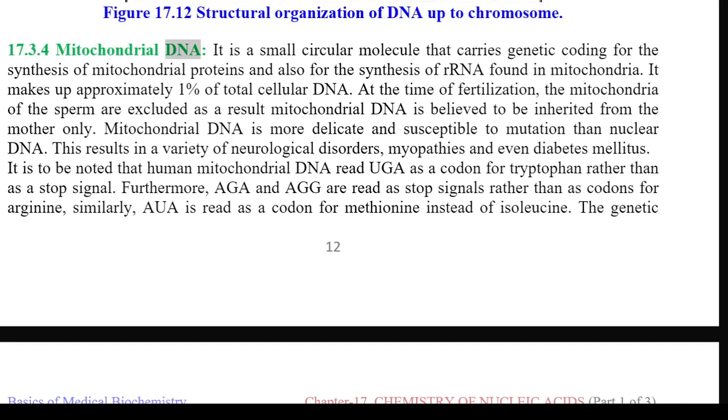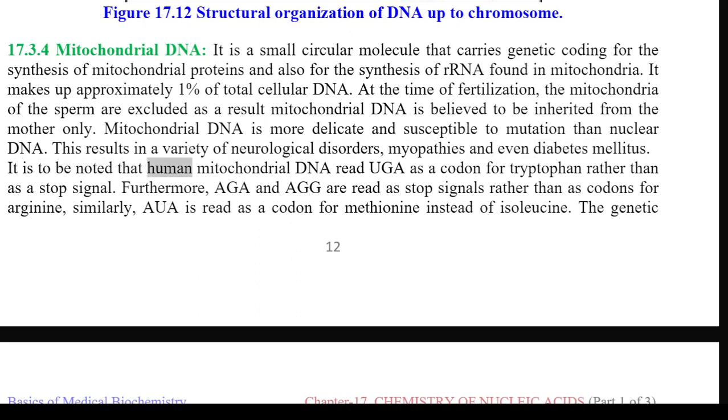17.3.4 Mitochondrial DNA. It is a small circular molecule that carries genetic coding for the synthesis of mitochondrial proteins and also for the synthesis of rRNA found in mitochondria. It makes up approximately 1% of total cellular DNA. At the time of fertilization, the mitochondria of the sperm are excluded. As a result, mitochondrial DNA is believed to be inherited from the mother only. Mitochondrial DNA is more delicate and susceptible to mutation than nuclear DNA. This results in a variety of neurological disorders, myopathies and even diabetes mellitus.